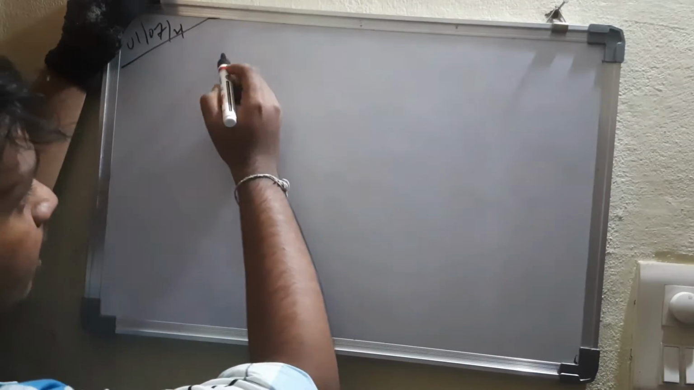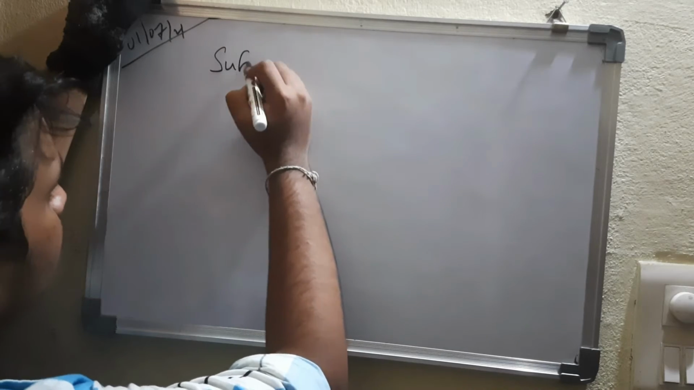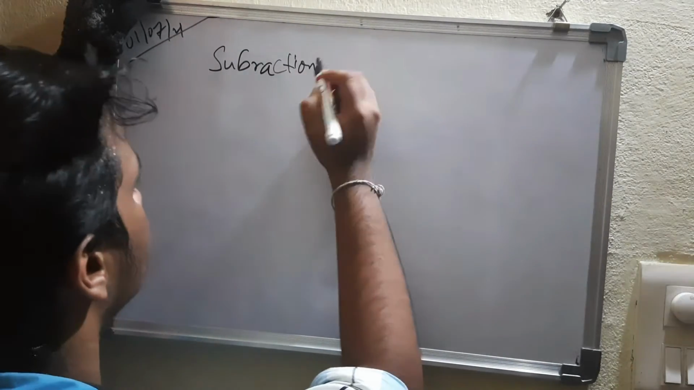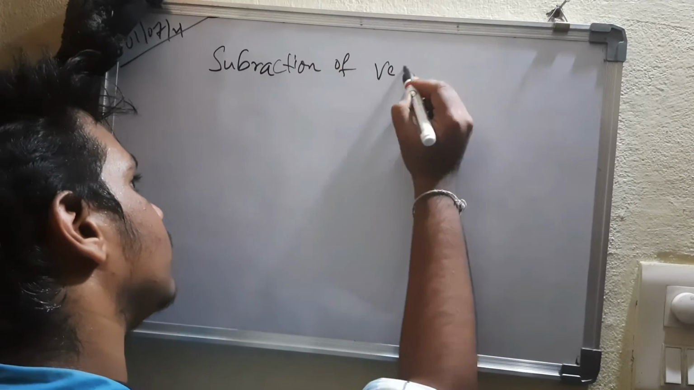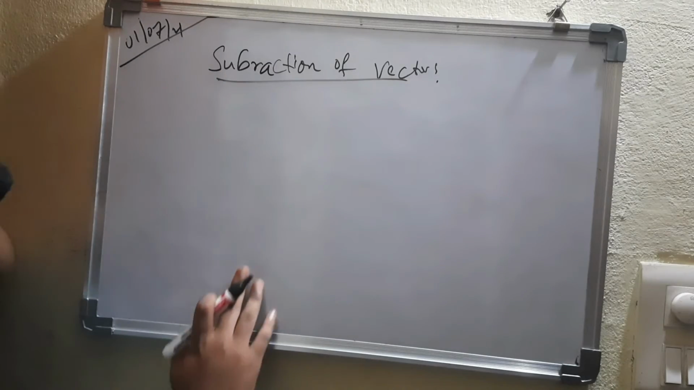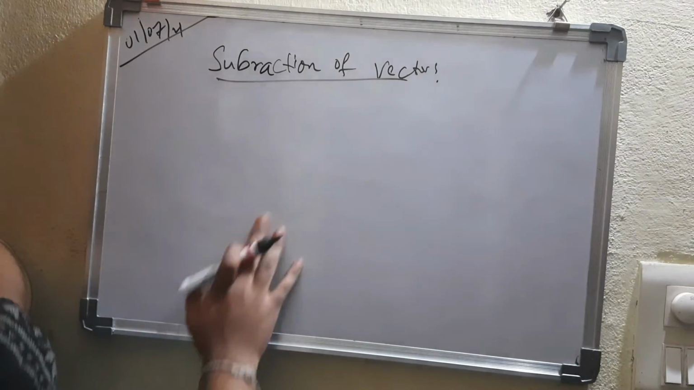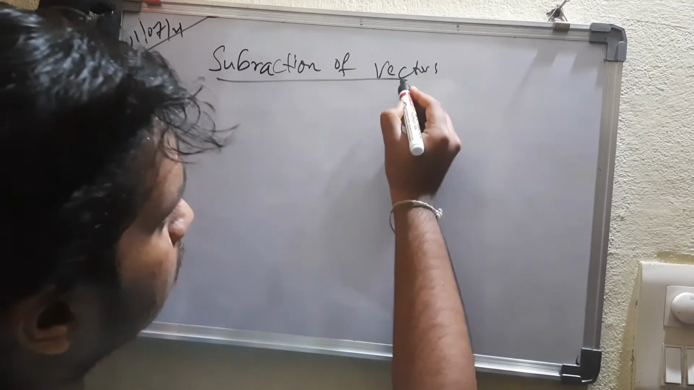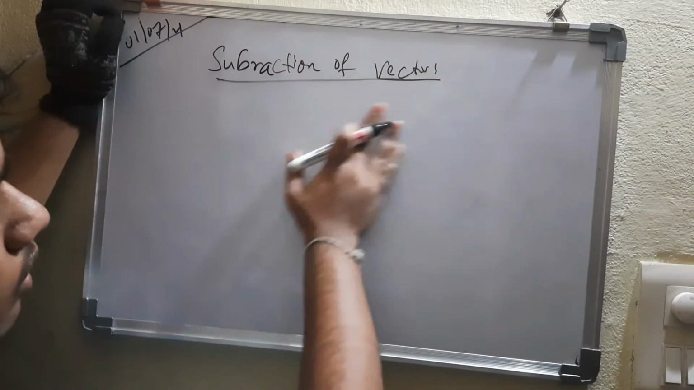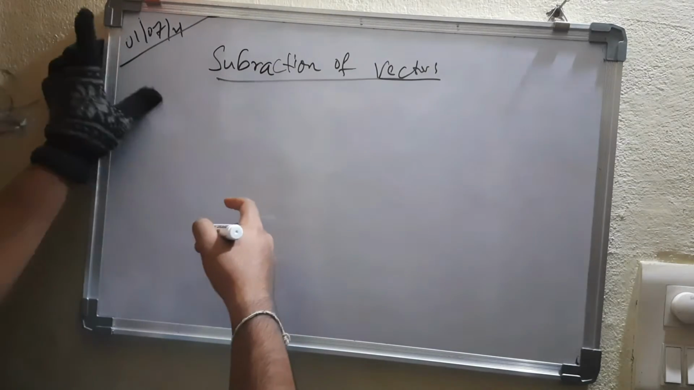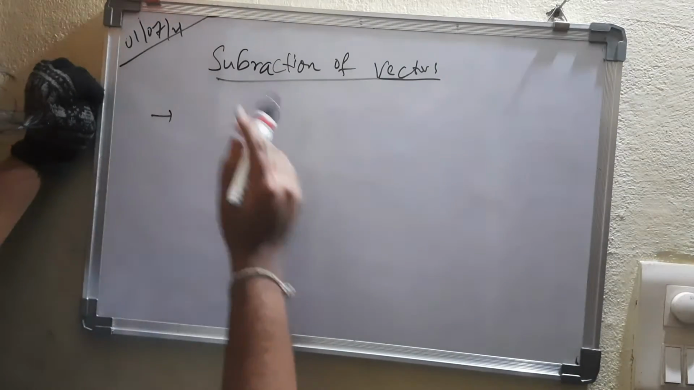Now coming to subtraction of vectors. There's no such thing as subtraction of vectors. Subtraction of vectors does not exist. Okay, so then how do you get subtraction of vectors? Now I'm going to explain it to you.